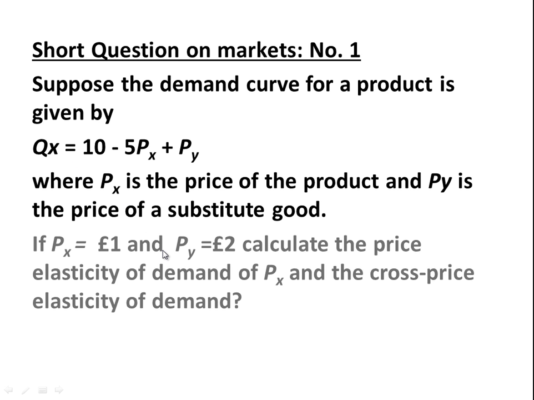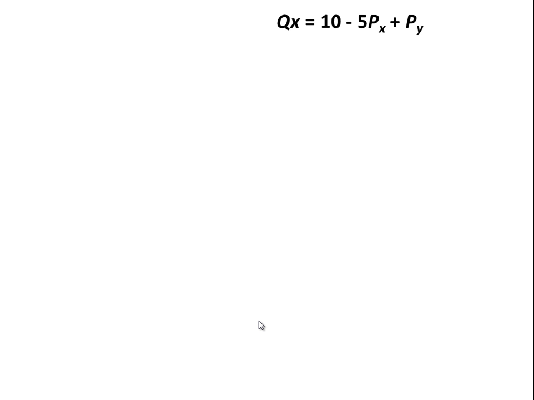So our question is, if the price of X is £1 and the price of Y is £2, calculate the price elasticity of demand for Px and the cross price elasticity of demand. Clearly we need to know Px and Py because without them it's impossible to make the calculations. So they're part of the story here that needs to be explored. There's our equation, just a reminder.